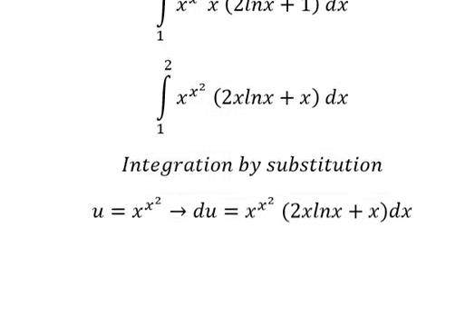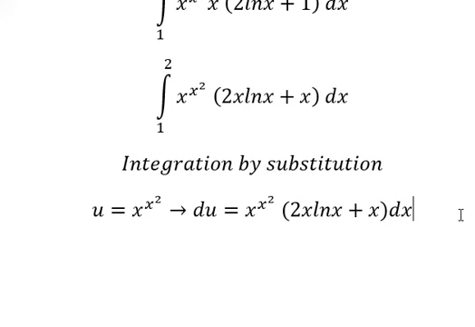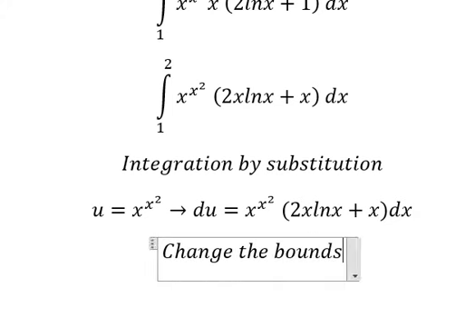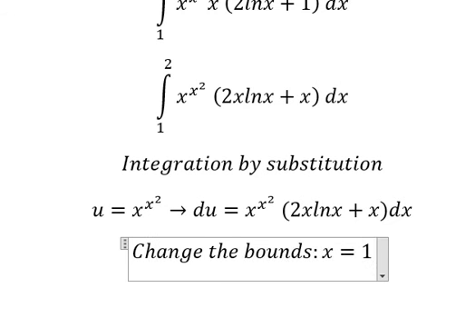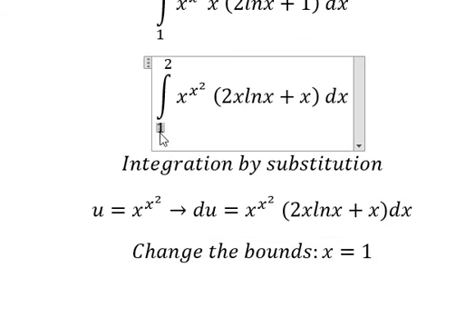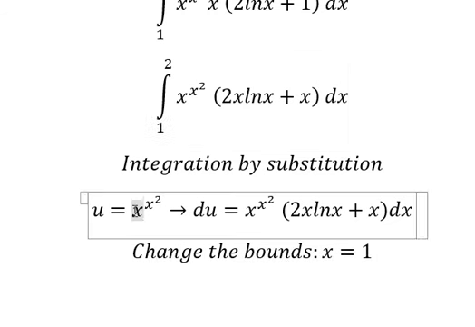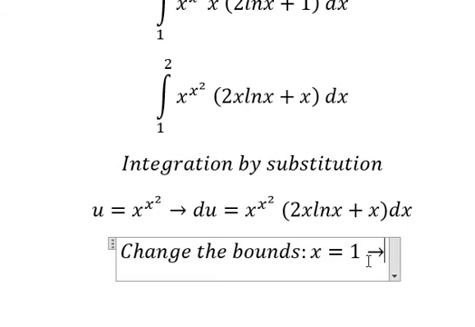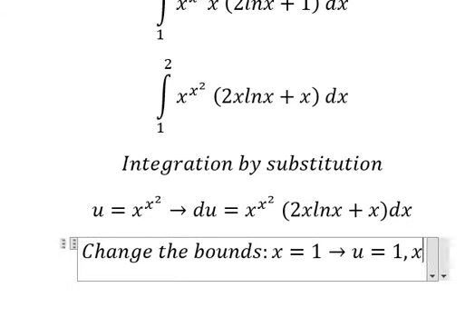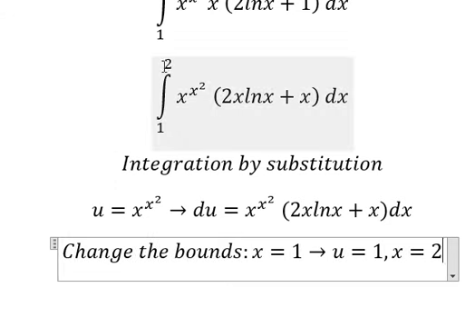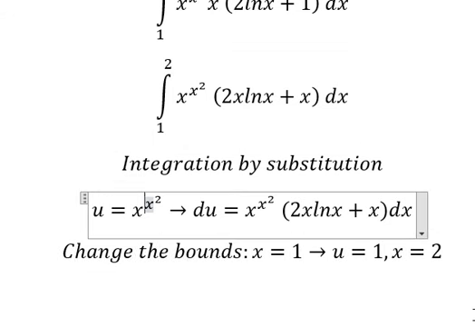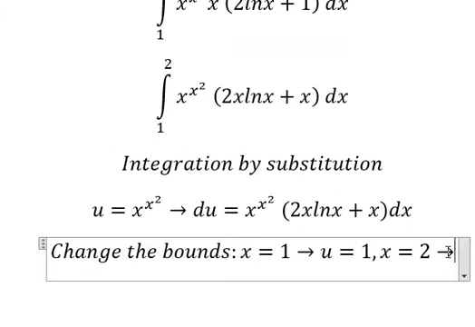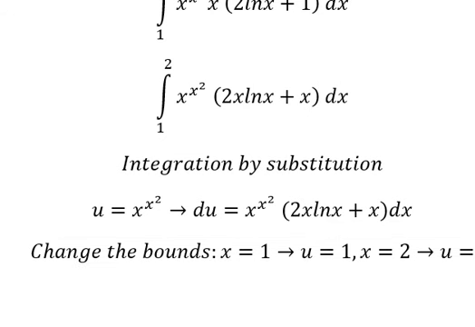Now we need to change the bounds. When s equals number 1, that is from here, so I will put number 1 going here and here. So we have u equals number 1. When s equals number 2, I will put number 2 going here and here. So we have u equals number 16.